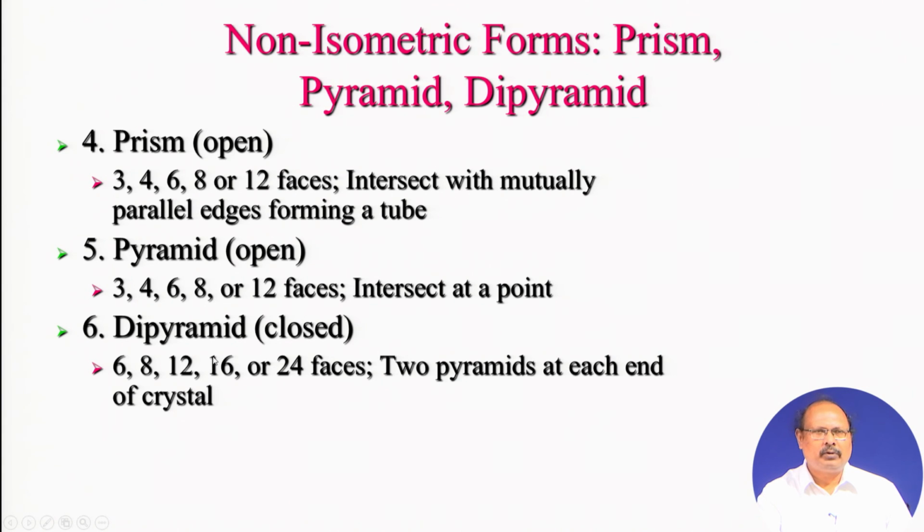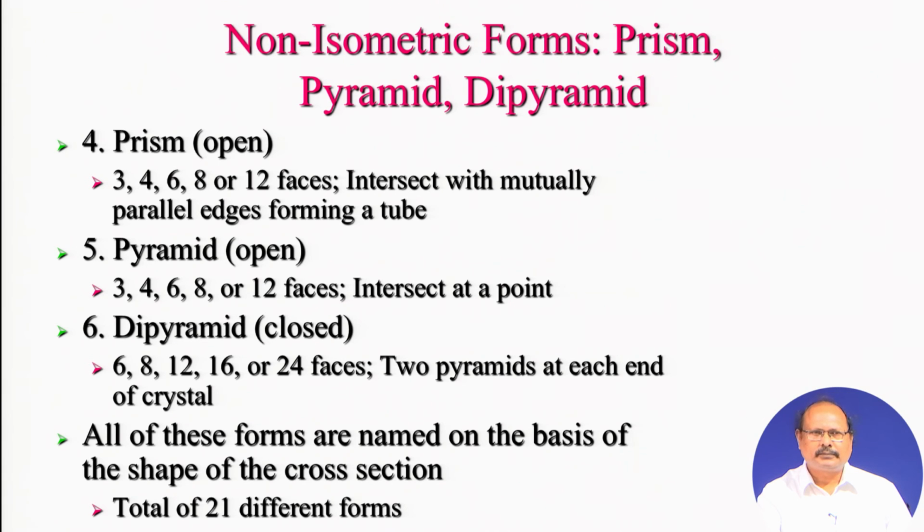In dipyramid, why there will be twice the number of faces compared to that in a pyramid. All of these forms are named on the basis of the shape of the cross section, and a total of 21 different forms can be named from prism, pyramid and dipyramid.